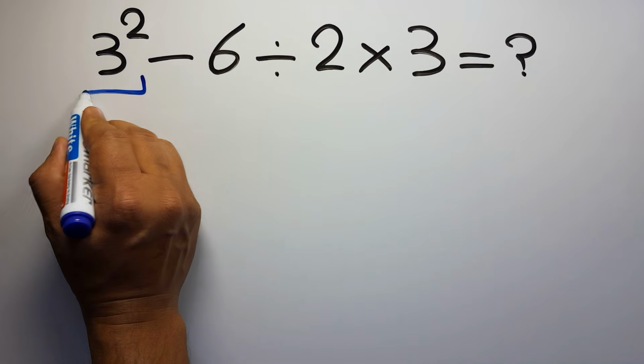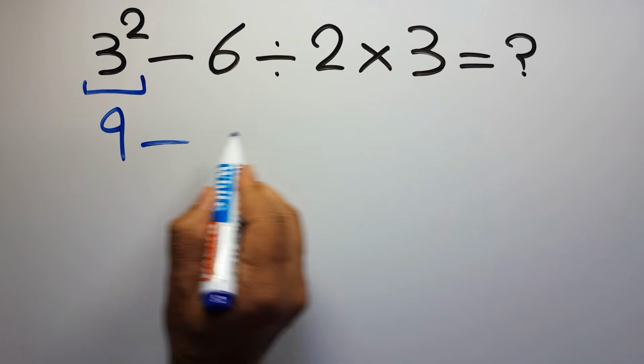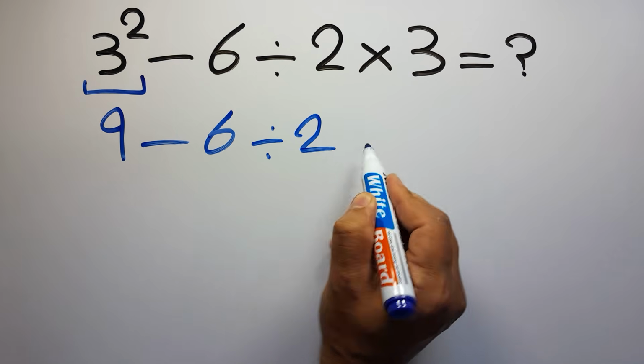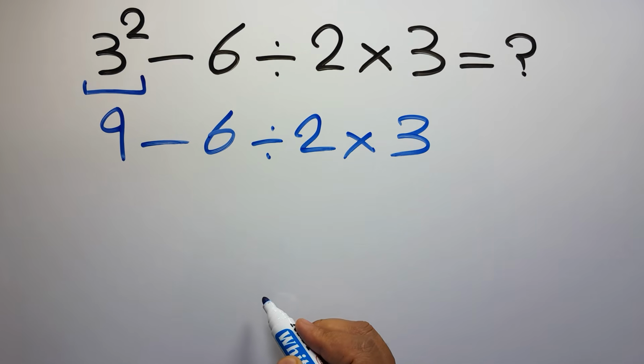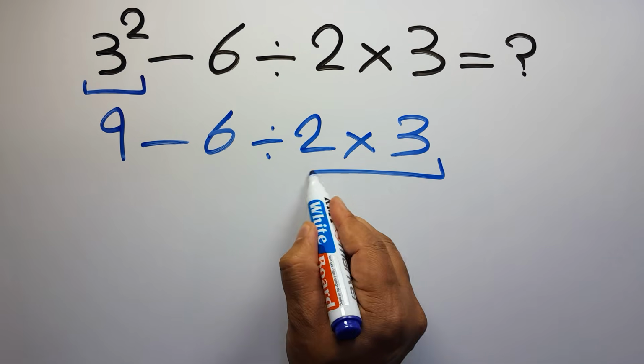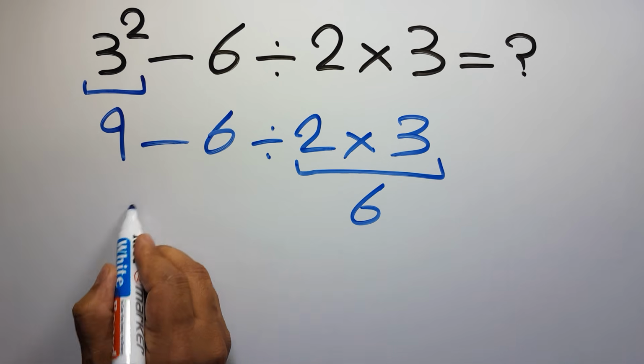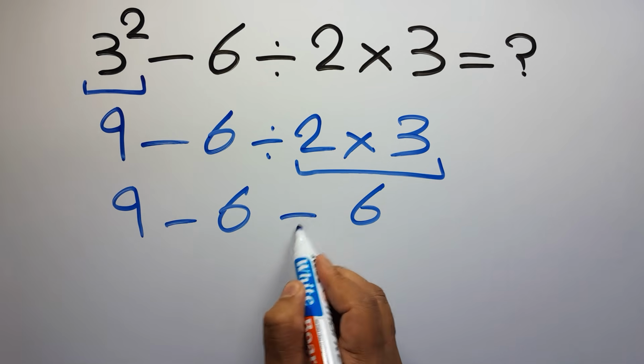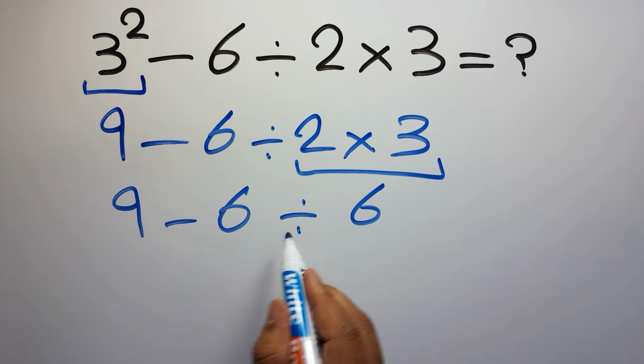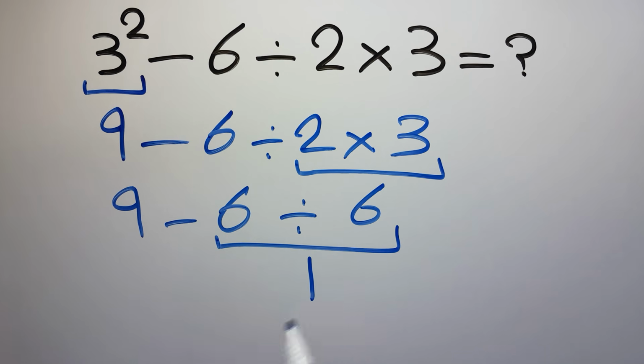3 squared gives us 9. So 9 minus 6 divided by 2 then times 3. Now 2 times 3 gives us 6. So we have 9 minus 6 then divided by 6. 6 divided by 6 gives us 1 and 9 minus 1 equals 8.